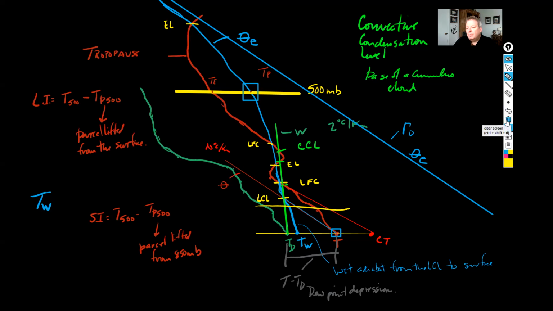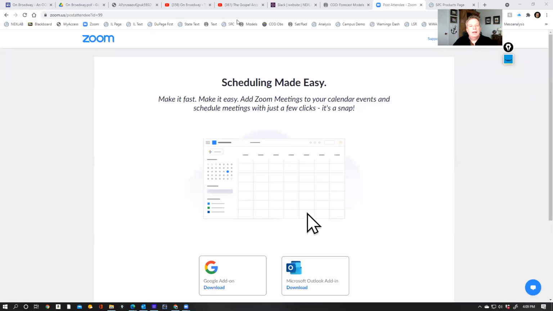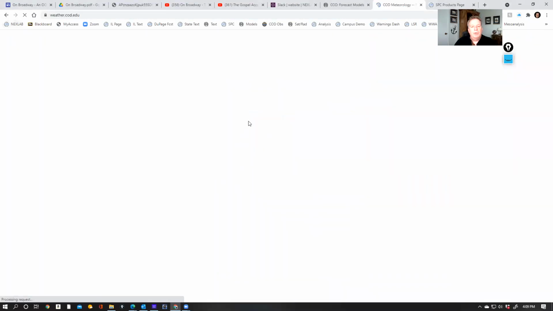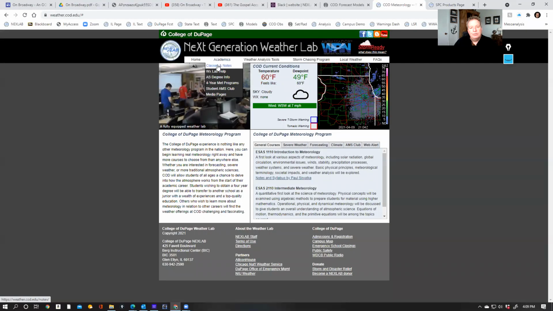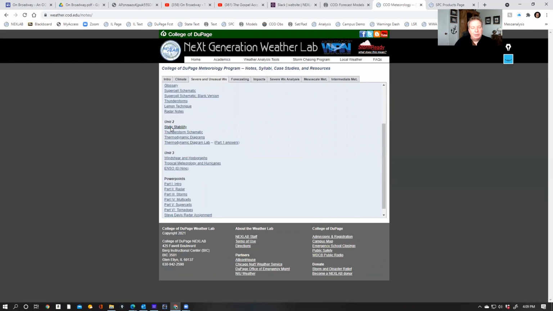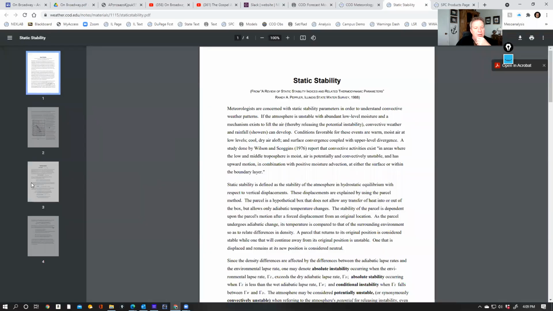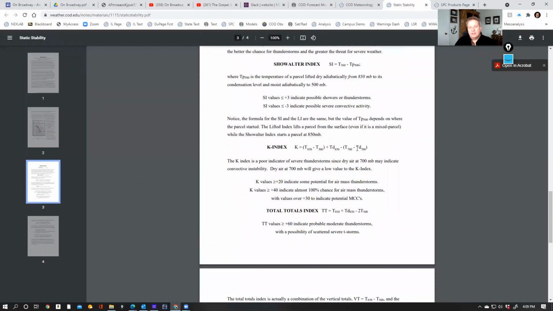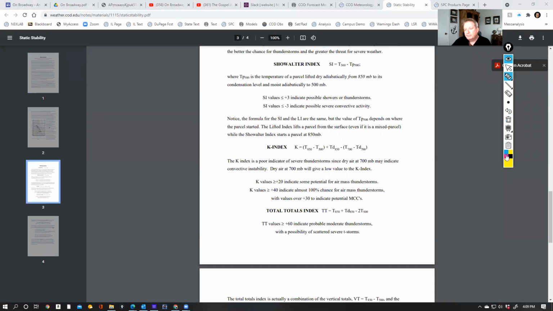Okay, now a couple of other things I want to show you in the notes. These are on Blackboard for you, but I've also got it here. It says static stability. I can open this up and it gives me these other indices. So this other one is the K index. The K index is simply a formula.